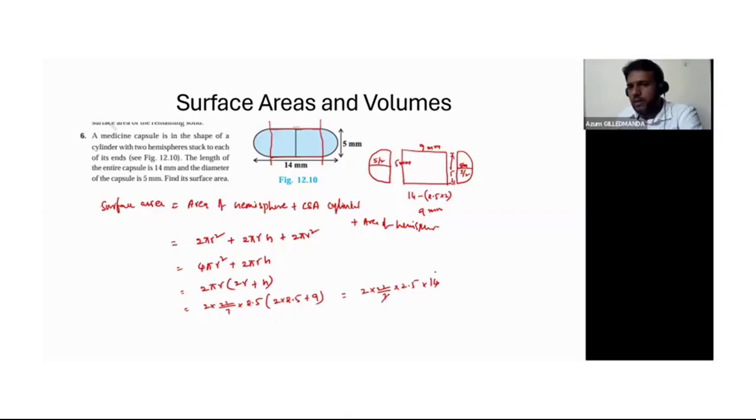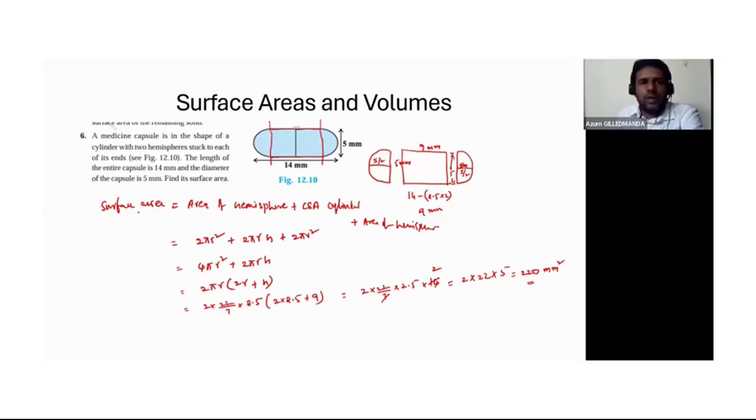7, because this can be cut. 7 ones and 7 twos. So 2.5 into 2 is 5. So that means 2 into 22 into 5, so 2 into 5 is 10. 10 into 22 is 220. So 220 what? Mm square. If it is a simple calculation, I'm doing it. If it is complex, like we need to substitute, multiply, divide, then I'm leaving it.